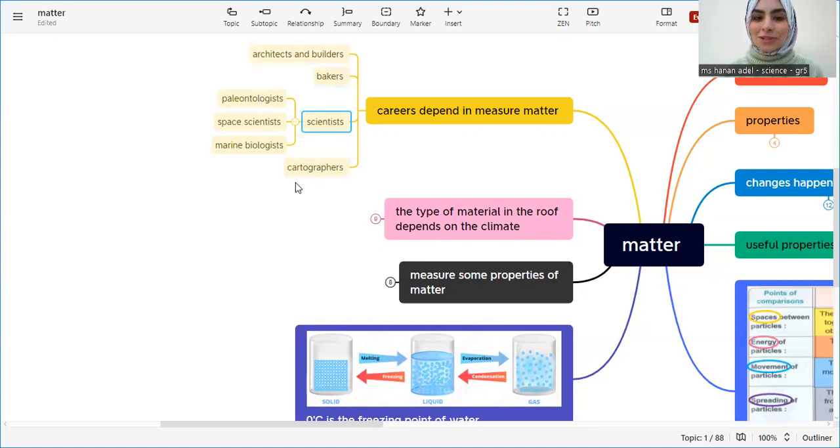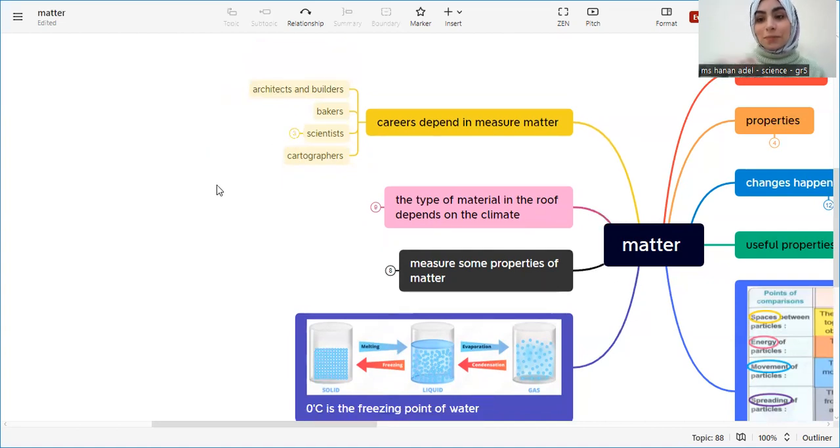And the last one is cartographers. What is a cartographer? The one that draws the map of the earth and the moon and everything for us. They make maps for us, like the city map and the marine chart. They make a lot of things for us, and they have to use measurement, of course, when they draw these things.